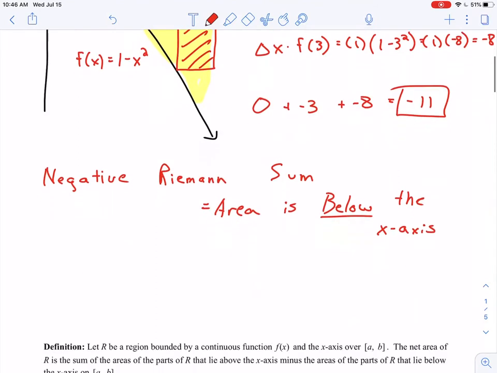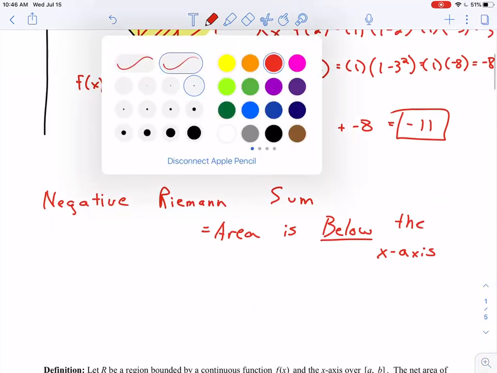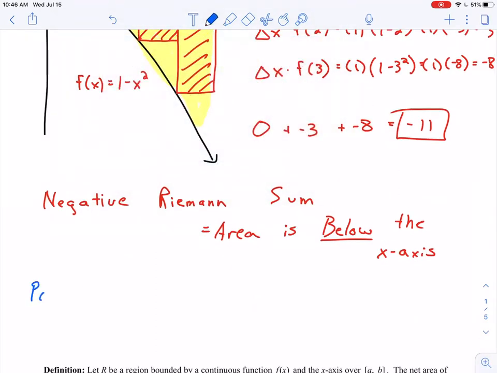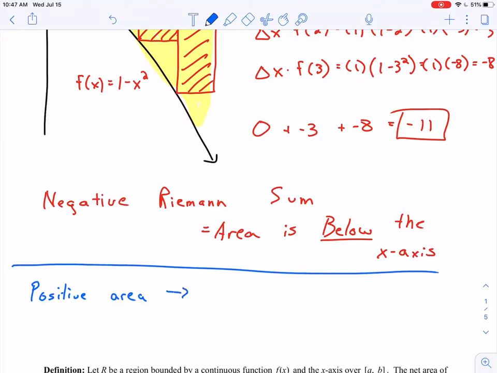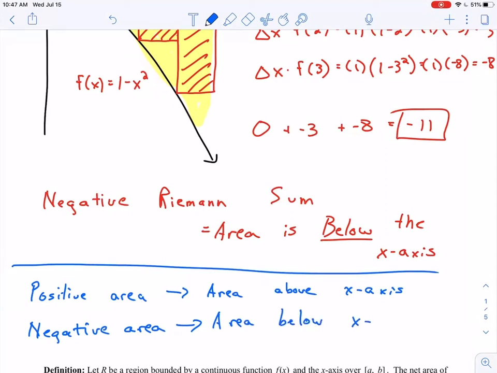So essentially, if we have a positive area, and we're just going to think about one region for right now, if we're working with a positive area, then we're talking about area above the x-axis. And if we have negative area, generally we're talking about area below the x-axis.